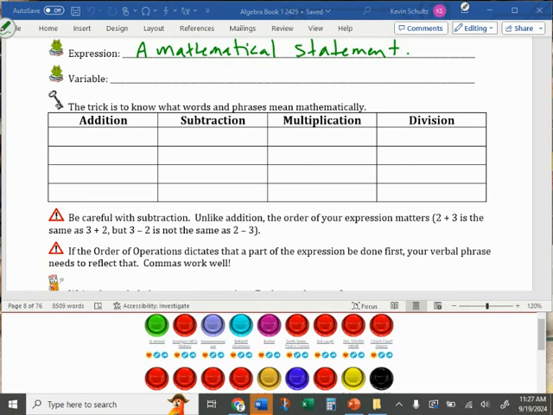A variable is what? Yes? It's like a letter that means something. Okay, so it's an unknown value. I'll also put changing, because in science a variable can be something that you change. Right? So it's an unknown or changing value, and it is usually a letter, but doesn't have to be. It could be a symbol, it could be just an empty box if you really wanted to.